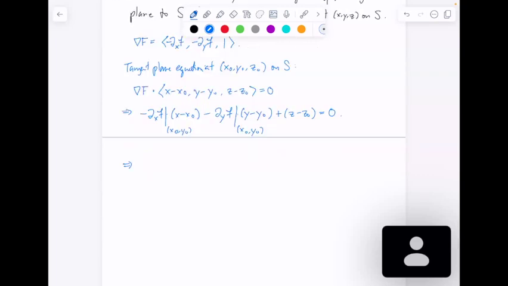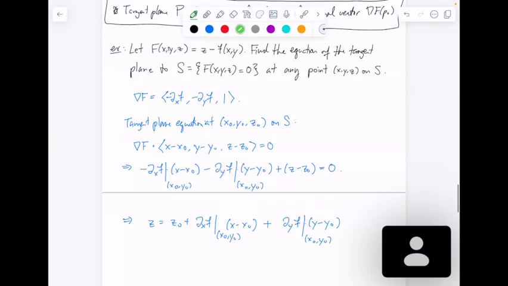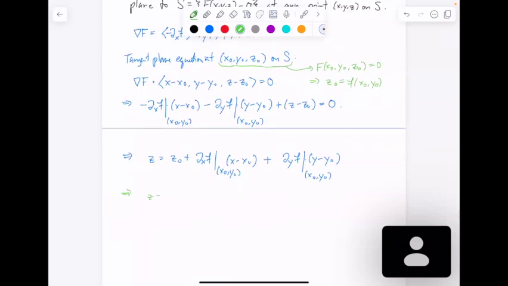Now you could rearrange this. This gets you z is equal to z naught plus partial x of f times x minus x naught plus partial y of little f times y minus y naught. But now note that if this is on S, this means that F of x naught, y naught, z naught must be equal to 0, which means that z naught must be equal to little f of x naught, y naught. So what you get is z is equal to z naught, which is little f of x naught, y naught, plus partial x of f at x naught, y naught times x minus x naught, plus partial y of little f times y minus y naught.